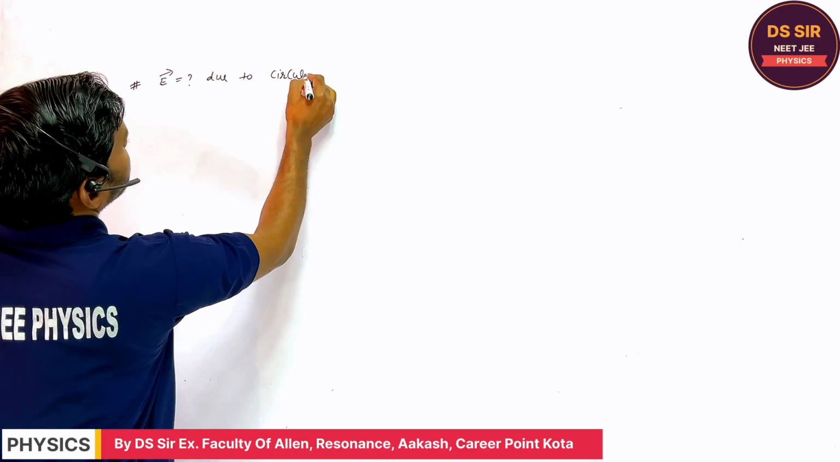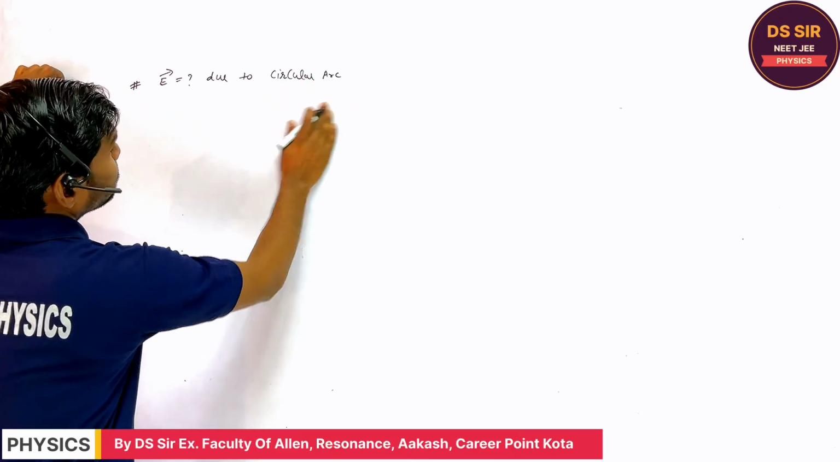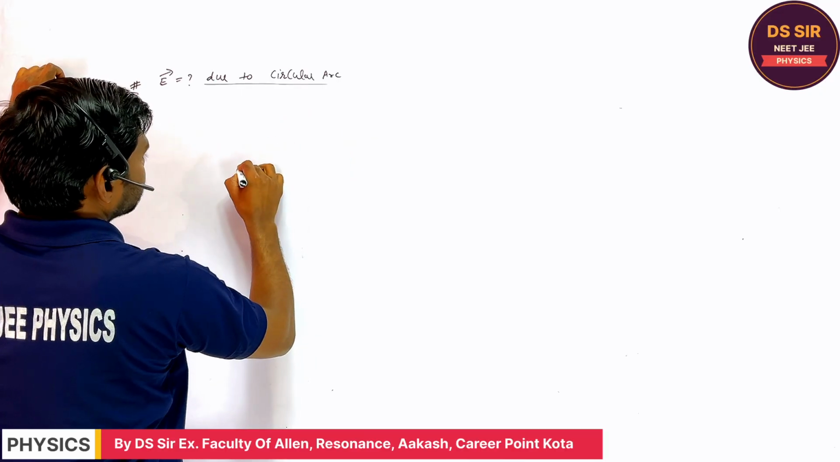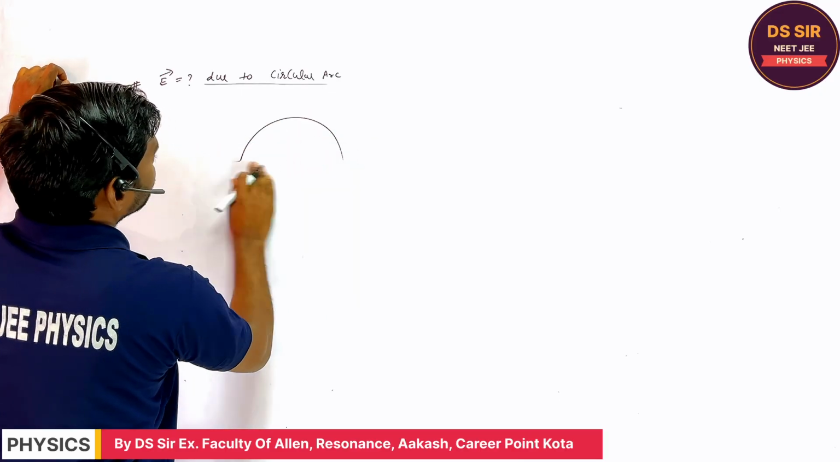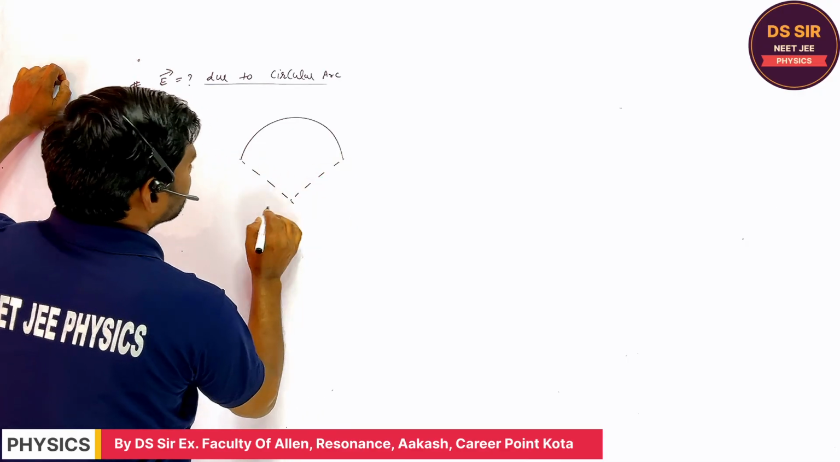Okay, now we will see the electric field due to a circular arc, right, due to circular arc. Circular arc means the circular arc is like this. Is it clear or not? You tell. This is the circular arc.